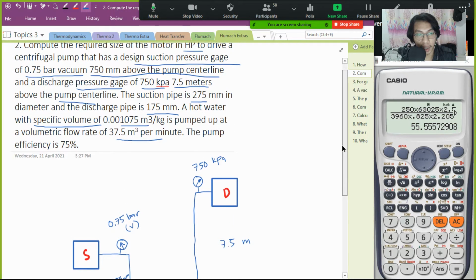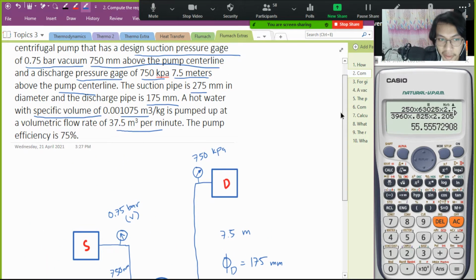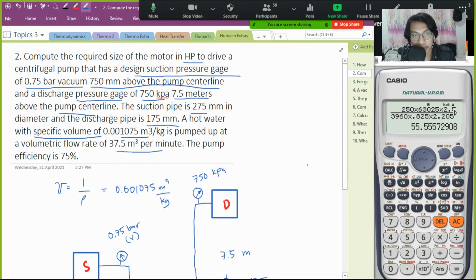How about the size? Binigay niyo dyan yung size. The suction size, malaki yan, 275 mm. Yung discharge 175 mm. May nakalimutan pa ba tayo dyan? Tingin ko iba yung density ng water dito kasi nagbigay siya ng specific volume eh. The specific volume is 1 over density. That is equal to 0.001075 cubic meter per kilogram. Sir, ano pong hinahanap natin? The required size of the motor.